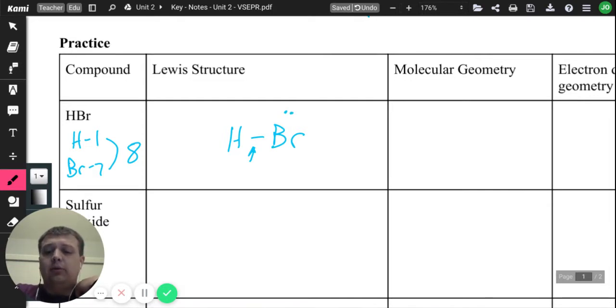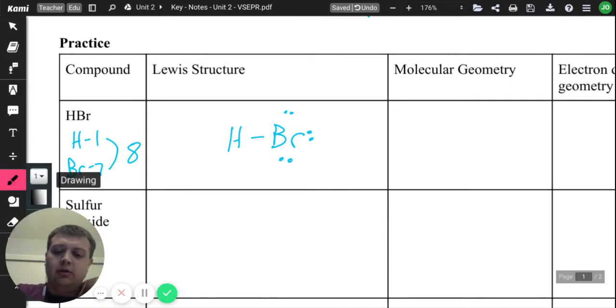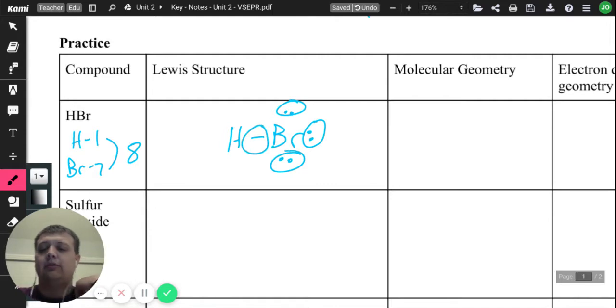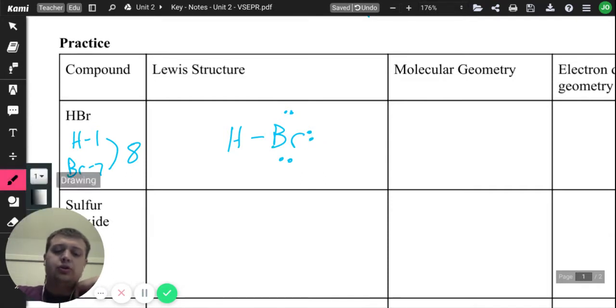So 1, 2, 3, 4, 5, 6. Okay, and so right there we see that our bromine has 2 electrons there, 2 electrons there, 2 electrons there, and 2 electrons there. So that bromine has 8. Hydrogen has the 2 from that bond there in the middle. And then the last thing is to double check and count all of our electrons up, 2, 4, 6, and 8. So we would have a total amount of 8 valence electrons. All right, so then this would be our Lewis structure for this.